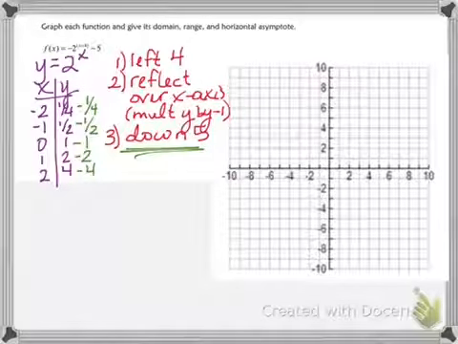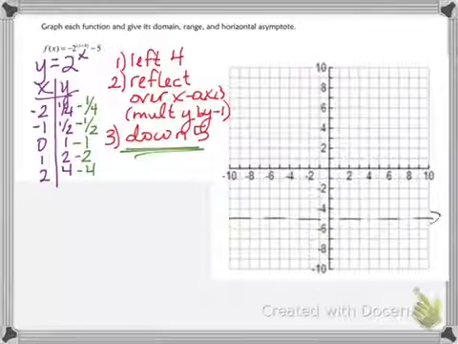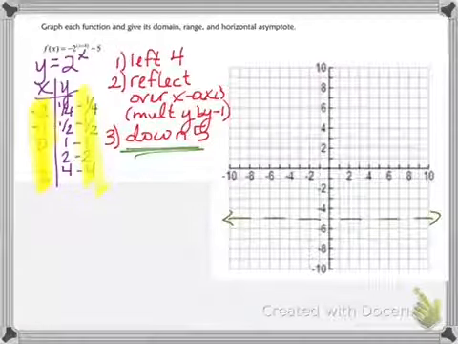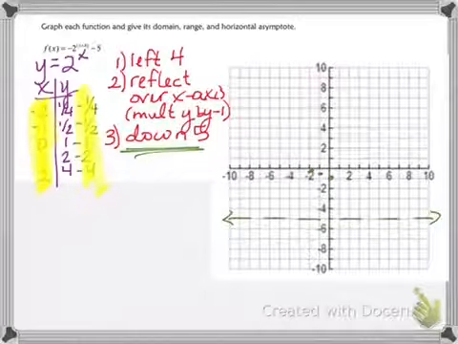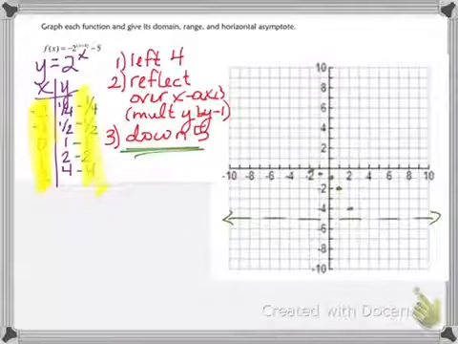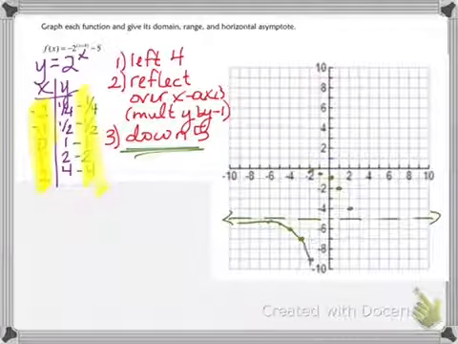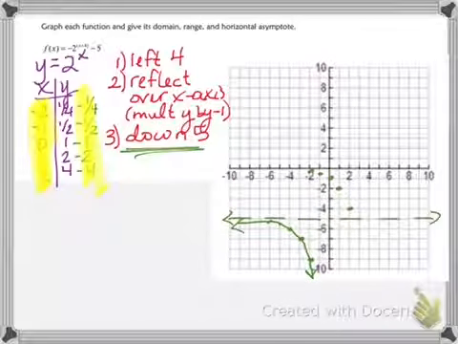So because of that down 5, I can put the horizontal asymptote here at y equals -5. And then I'm going to plot the points using those as my x values and those as my y values. So -2, -1/4, -1, -1/2, 0, -1, 1, -2, 2, -4. And then all of those points are going to get shifted left 4 and down 5, which will put them right here. So that's going to be your final graph.